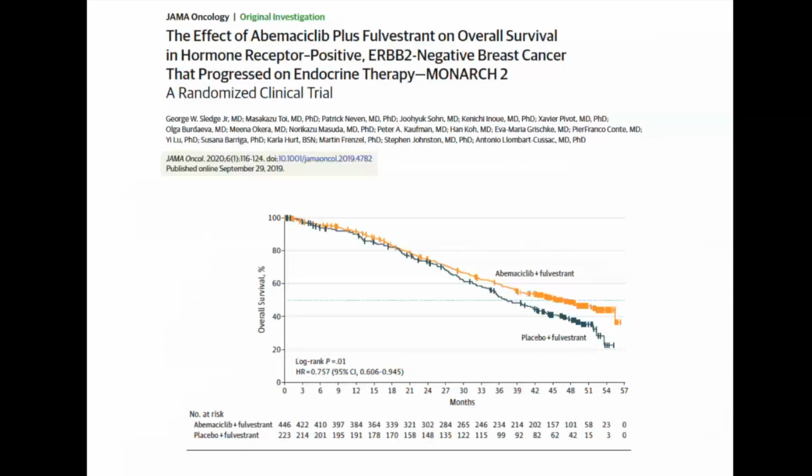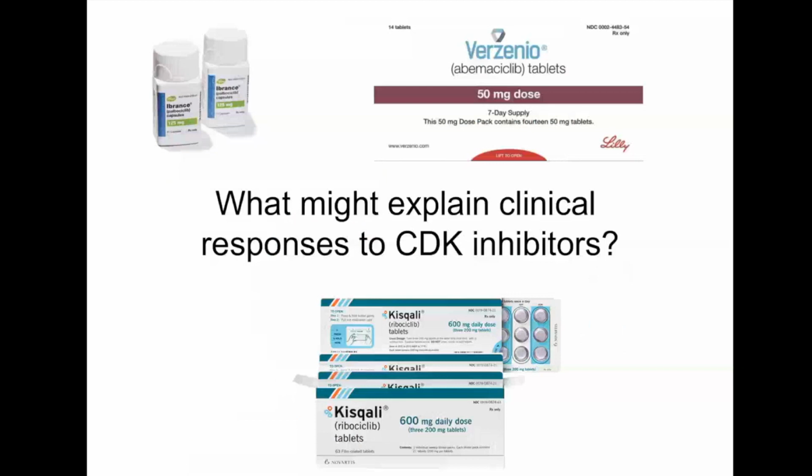But just to finish, I just want to raise a bit of uncertainty, because although these drugs offer clinical benefit, I'm personally not convinced that we know quite how they work. So these are the drugs. How do they work? What might explain those clinical responses that I just showed you?